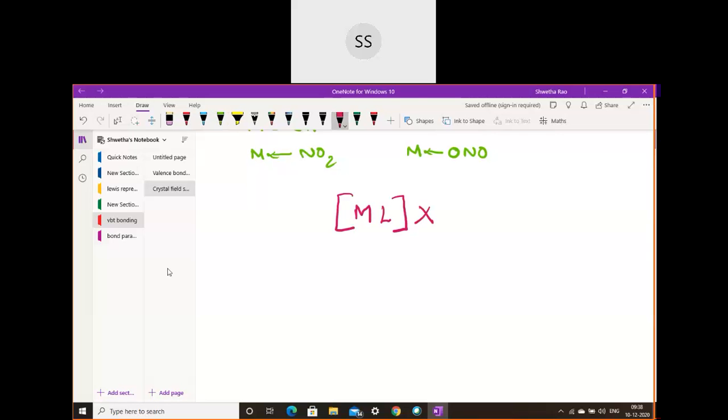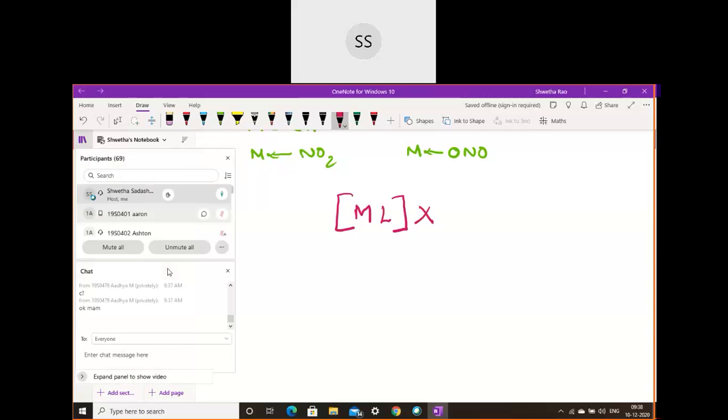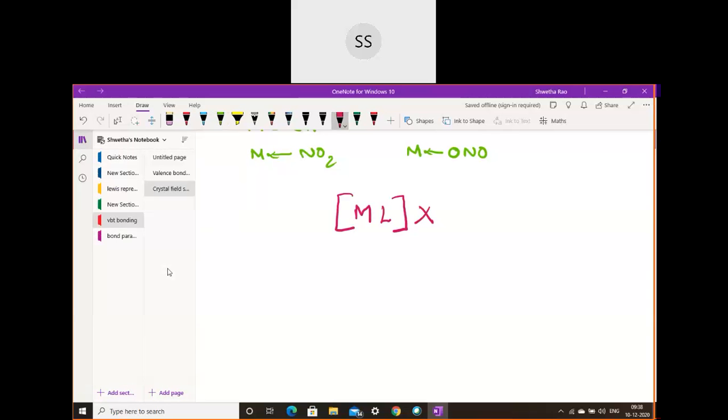In both cases, carbon is the central atom. In SCN and NCS, carbon will be in the center and the sulfur and nitrogen will be linked. Yes, correct. Yes, now coming to this.